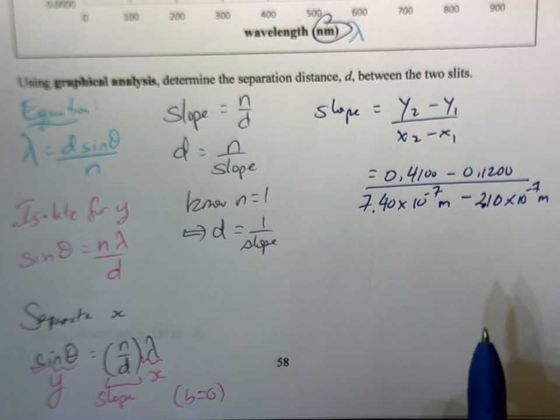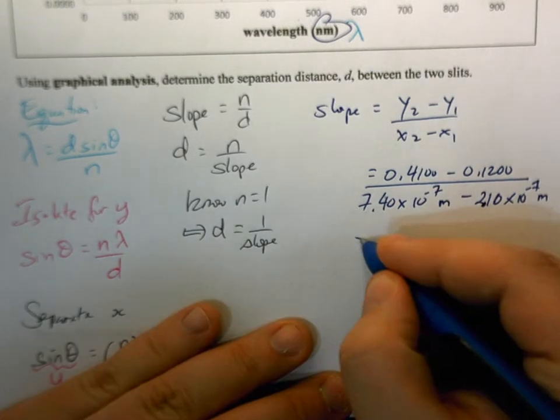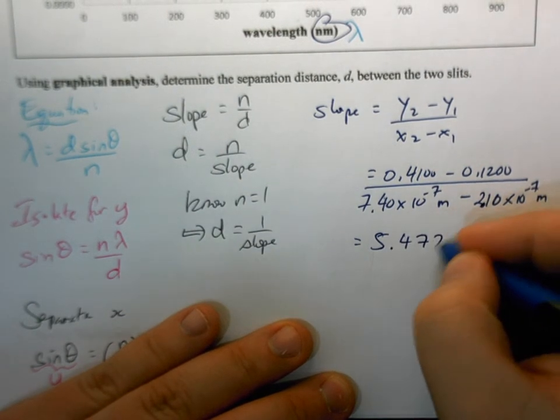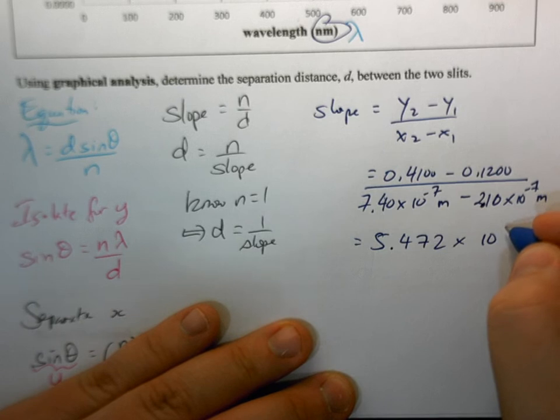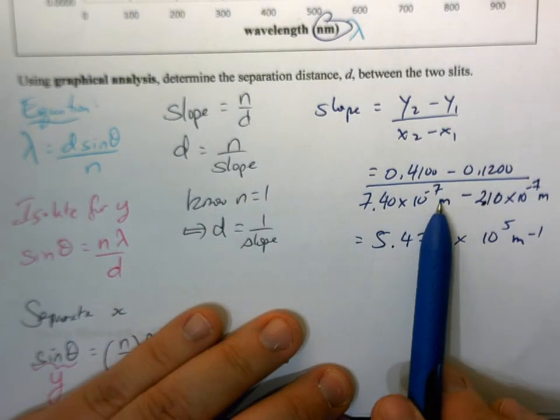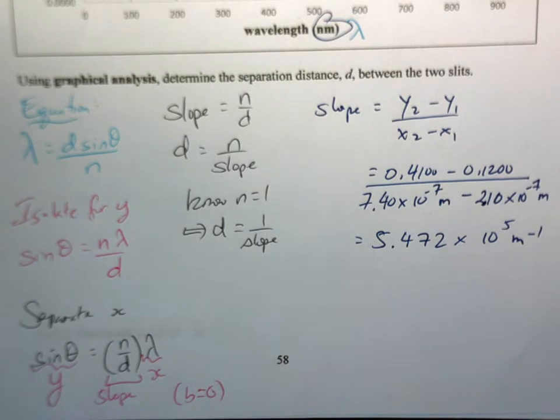So let's see what we get here for the slope. If I'm really careful and I do my best here, I'm going to get that the slope, it's going to be a big number. It's going to be about 5.472 times 10 to the 5 meters inverse. Because again, those meters are in the bottom, so when I write the units, I'm going to say meters inverse.